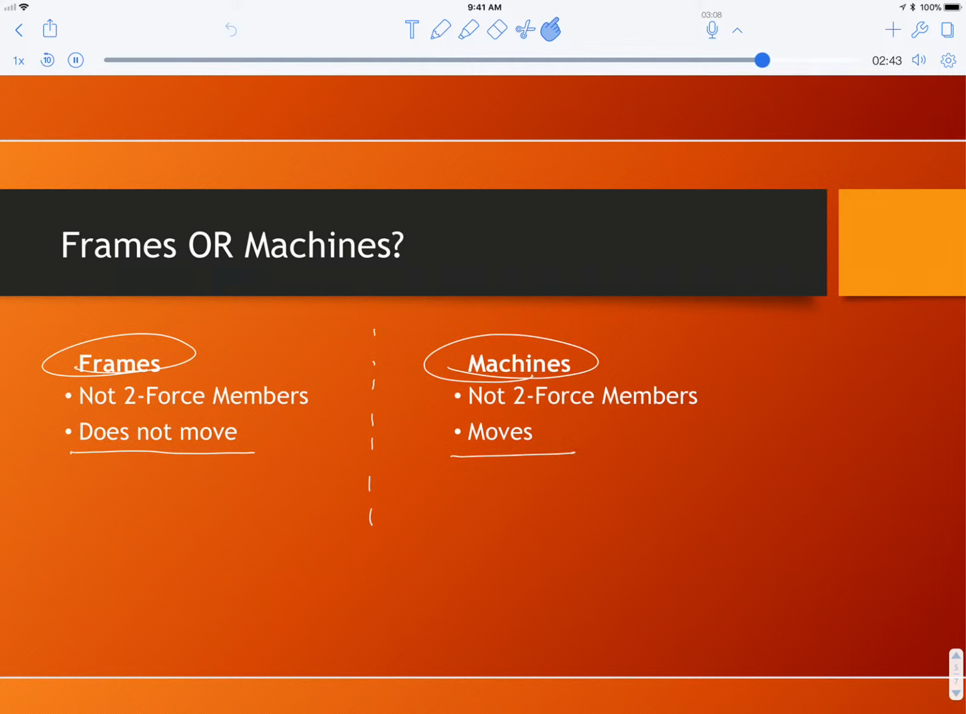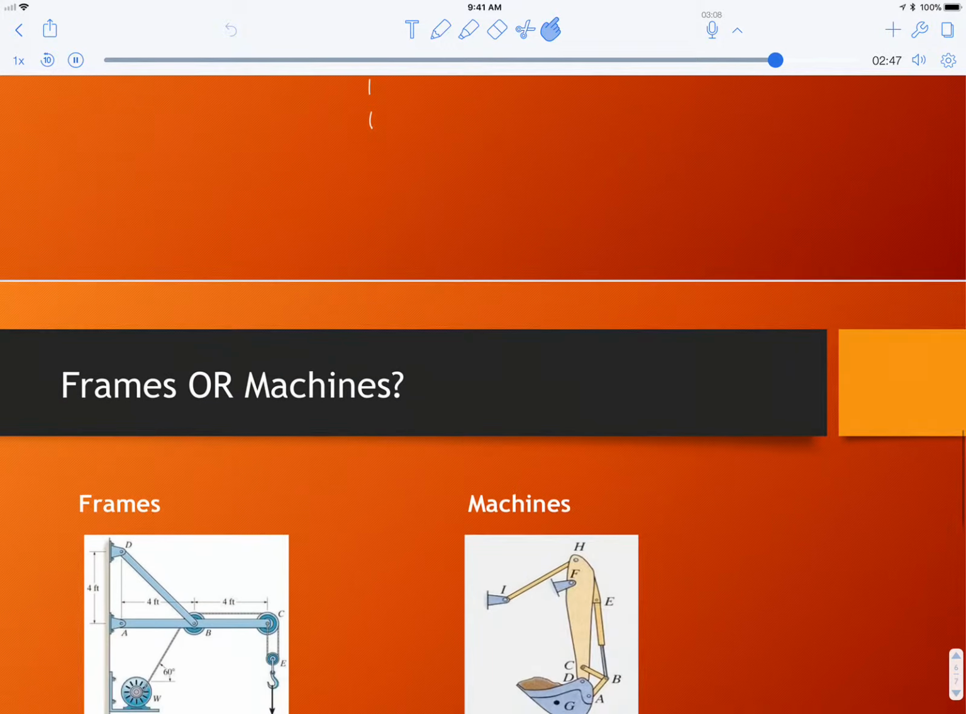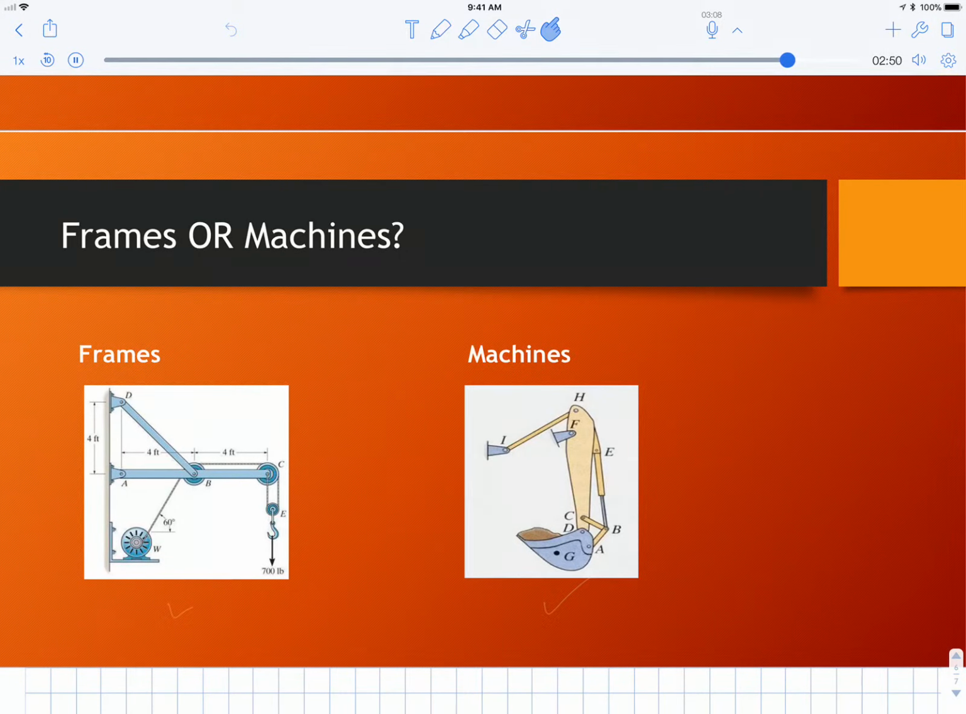So frames or machines, if you look carefully at this here, this one cannot move, and this arm is articulated and it can move. Now that you know what frames and machines are, we'll learn how to analyze them later when we get to the part of the chapter or the part of the textbook on internal forces.